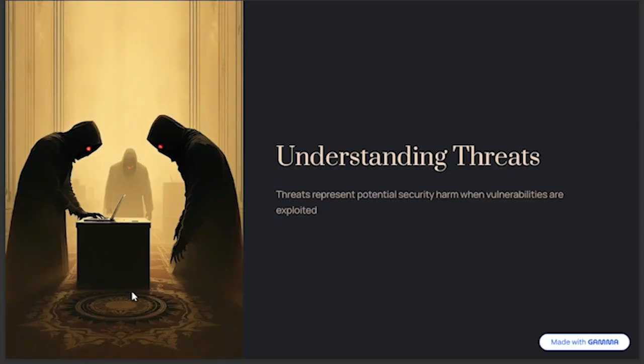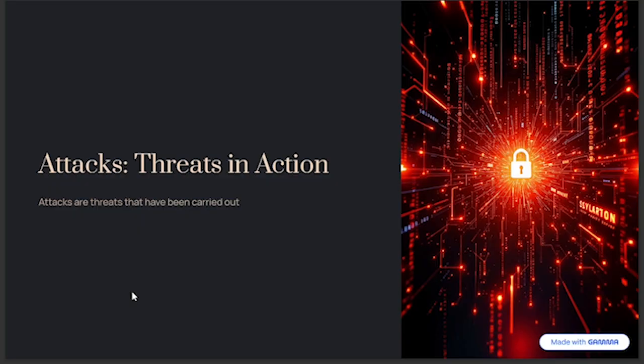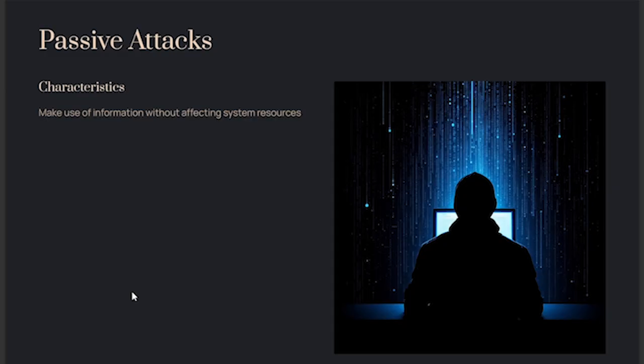So now let's look at what a threat is. In a simple way, a threat represents a potential security harm when vulnerabilities are exploited. And then attacks are threats that have been carried out. So simple to understand. Now let's look at the types of attacks.